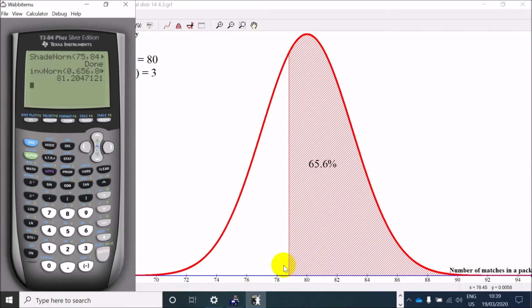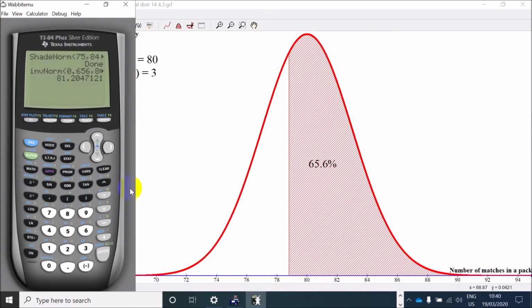Obviously, that's not true, because this 81.2 is here. Yours should give you, if you do it properly, I'm now doing it on my own calculator, 78.80. So this point is 78.8. I don't think that the calculator I have on my computer can actually do this.